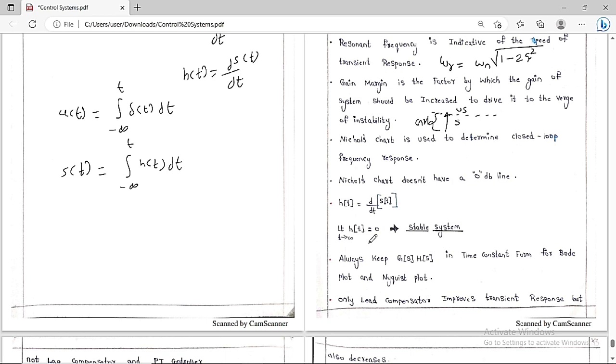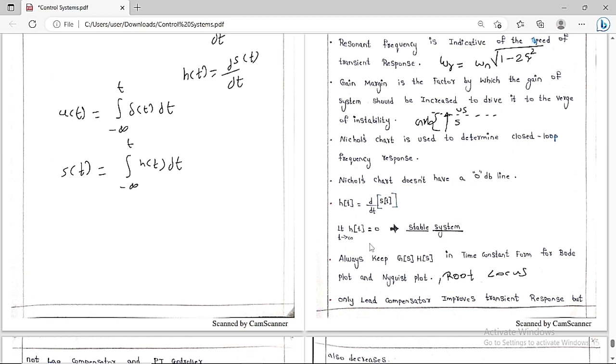The next point is always try to keep the open loop transfer function G of s H of s in time constant form for the Bode plot as well as the Nyquist plot. For the root locus also, same thing. So always try to keep the open loop transfer function in time constant form for the Bode plot, Nyquist plot as well as the root locus plot. This one you always have to keep in your mind.